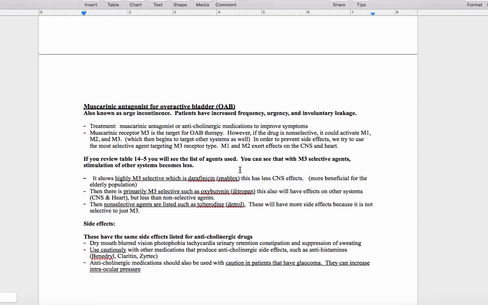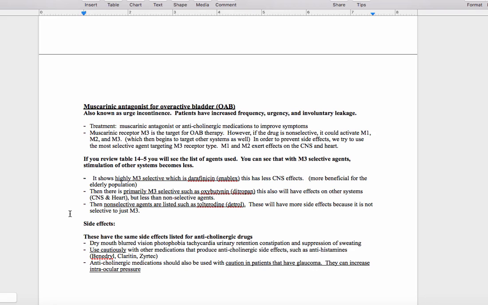If you look at table 14.5 in your text, you'll be able to see the list of agents, and it'll go through different ones. Like we have Enablex, or we have Detrol or Ditropan. Enablex is actually a really good one for the elderly population because it is very selective to M3, which is the one that we're targeting for overactive bladder. They have less side effects with it, less CNS side effects.